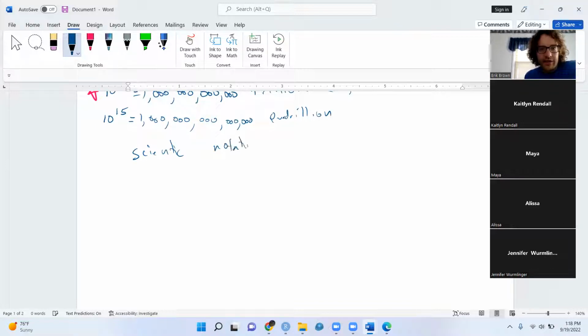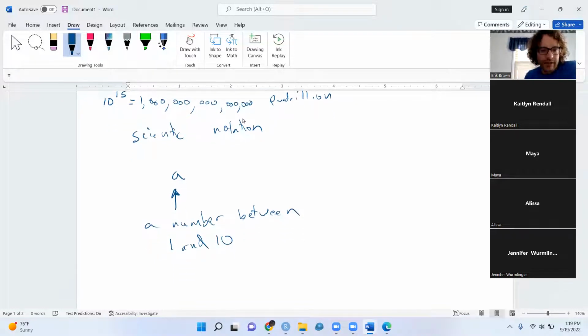And that scientific notation is written like this. We start with some sort of number. We'll call it A. A is a number between 1 and 10. It can equal 1, but it can't equal 10. The mathy way we write that is with an inequality symbol. We write it like this. A can equal 1 or bigger than 1, and it can get super close to 10, but it can't be 10.